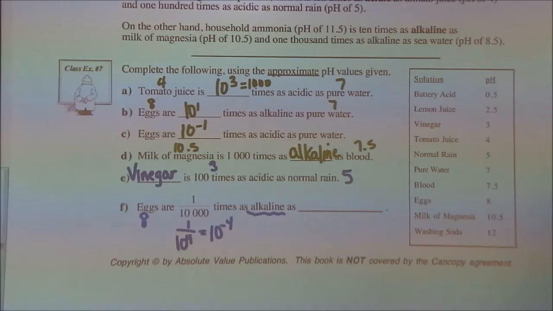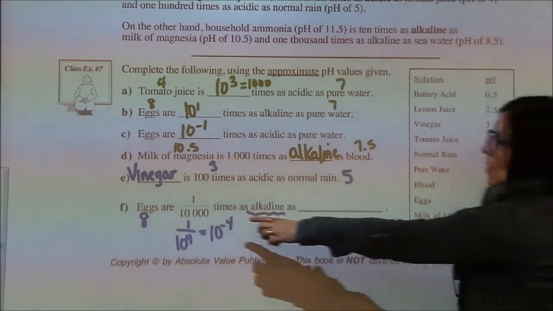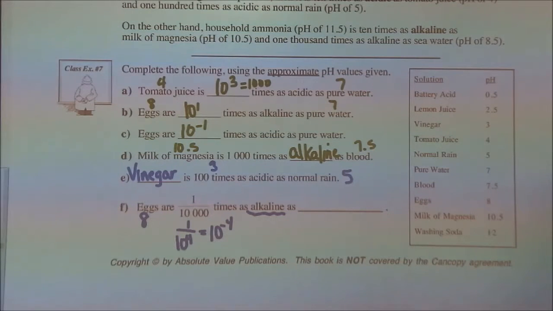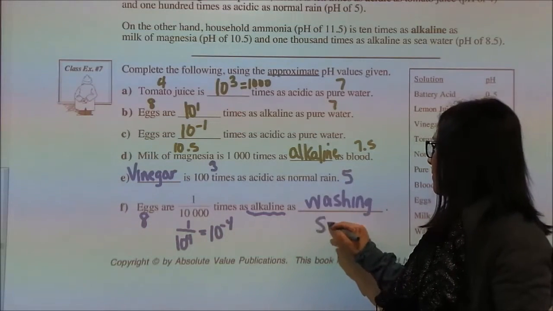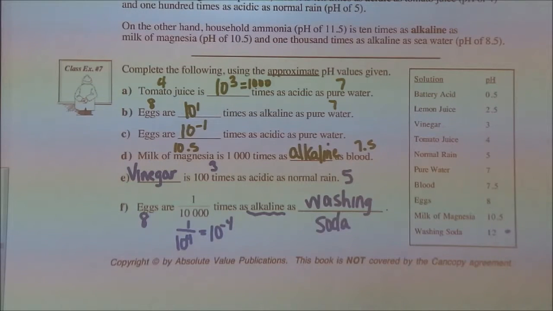So if the eggs have to be 1/10,000th as alkaline as something else, am I getting closer to acids or closer to bases, if I'm at a number of 1/10,000th? I'm getting closer to the bases. So this would be the washing soda. Eggs are 1/10,000th times as acidic as washing soda. Does it make sense that my washing soda would be more alkaline? Did I say acidic? I meant alkaline. So my washing soda is extremely alkaline. Can you get a chemical burn with an alkaline? Yes.